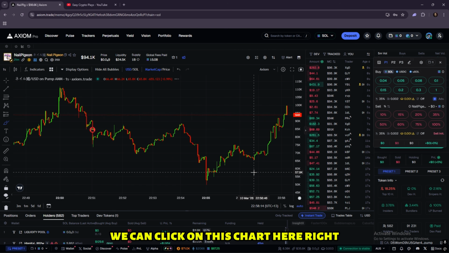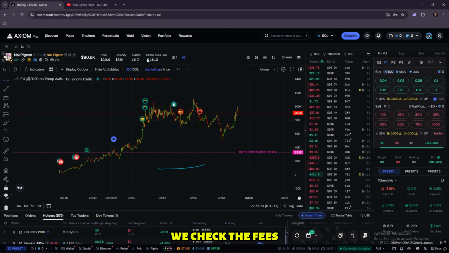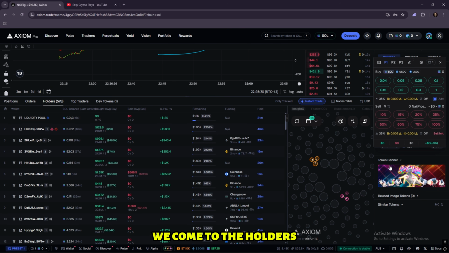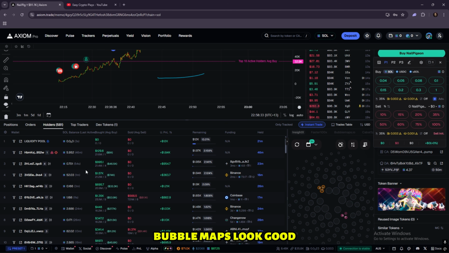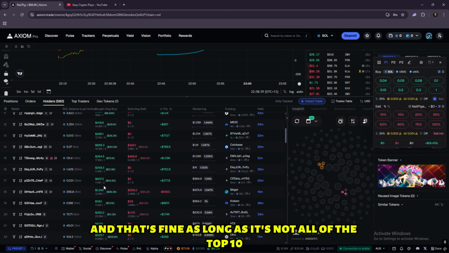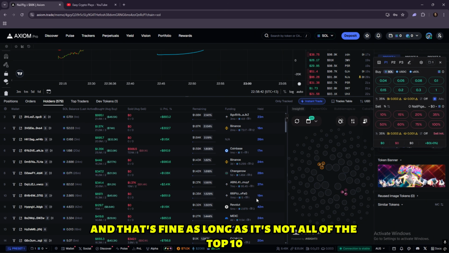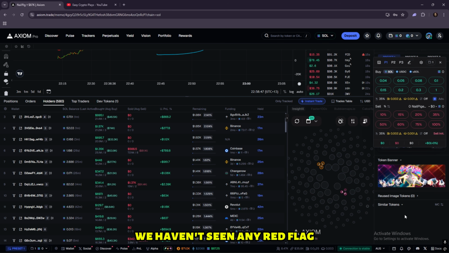We can click on this chart here, right? We zoom out. We can see that this chart looks somewhat normal. We check the fees, decent amount of fees. Right, we come to the holders. We don't see much of the funding logo. Bubble maps look good. There's not many 0 Sol holders. There's a couple. There's only like 1 or 2, and that's fine, as long as it's not all of the top 10. We can see that this coin is giving green flags. We haven't seen any red flag.